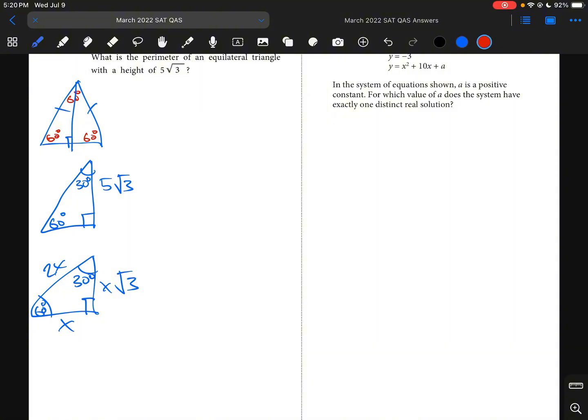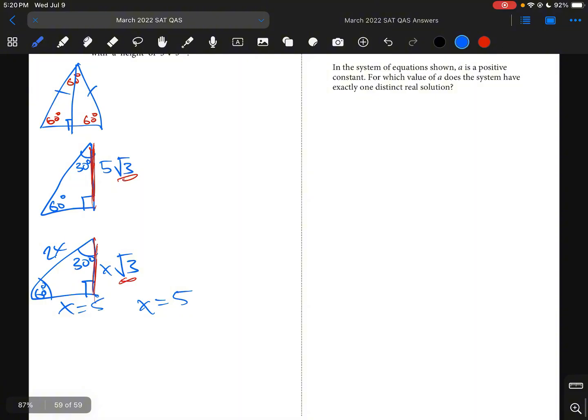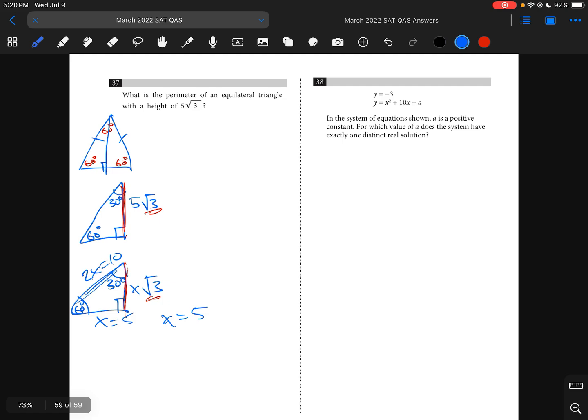So if you look at the triangle that we were given, you can see that 5 root 3 is the height, the side opposite the 60 degree angle, so x is just 5. So this is 5, and this is 10. But this side, the hypotenuse, is really here. So you know this is 10, and you know that it's an equilateral triangle, so they're all the same. So this is 10, and this is 10. So the perimeter is just the sum of all the sides, which is 10 plus 10 plus 10, which is 30.